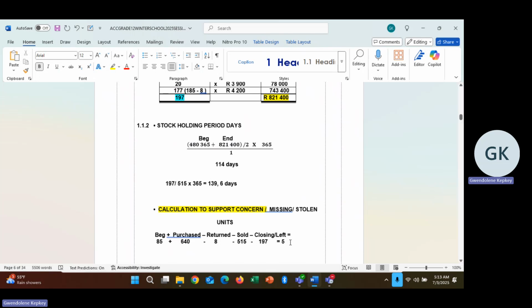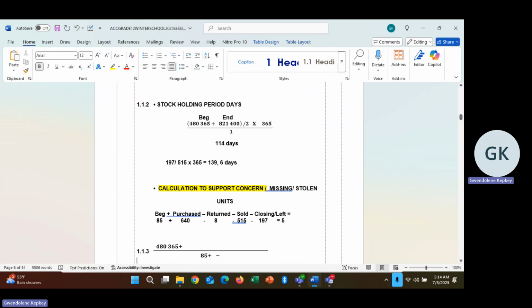The minute items are stolen, we do have a concern, whether it's 5, whether it's 20, the owner should have a concern, and then methods of better internal control should be put in place. Okay, so in this case, grade 12, they have not asked that question. We will cover that in the next section of the question we're doing, or the one that follows.